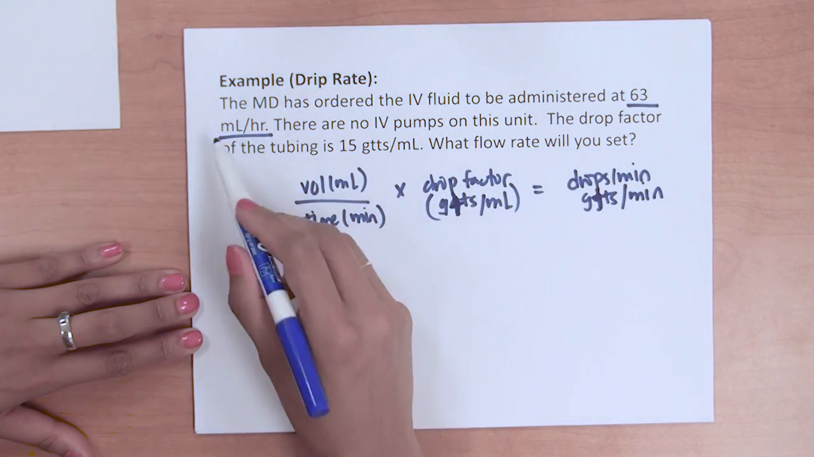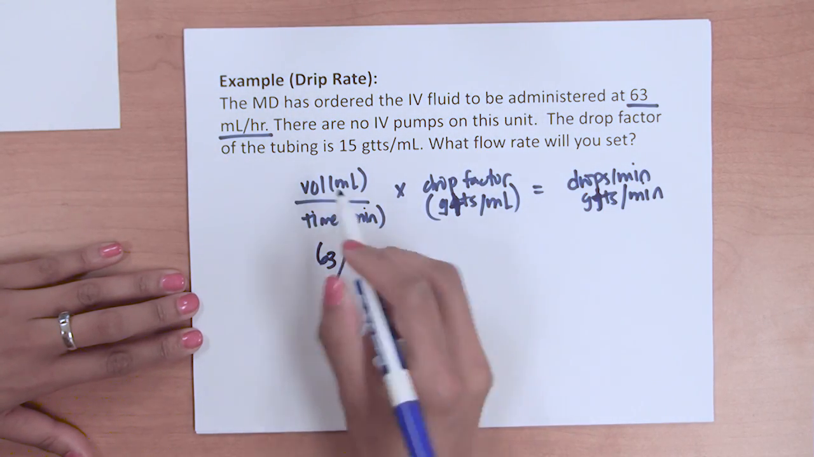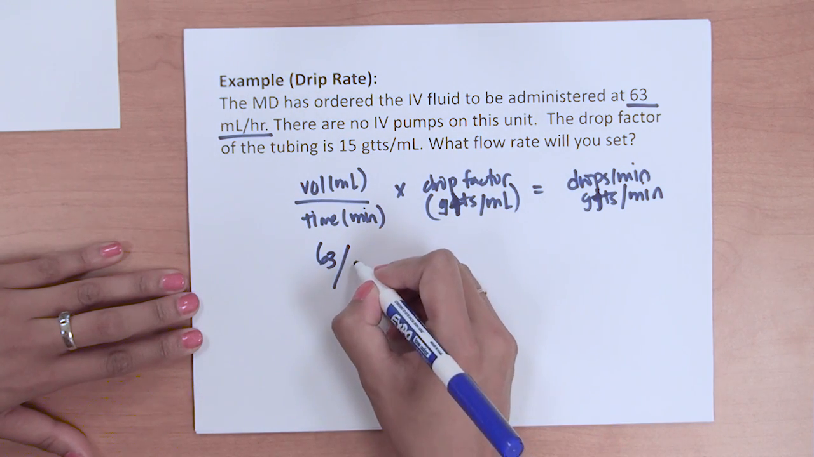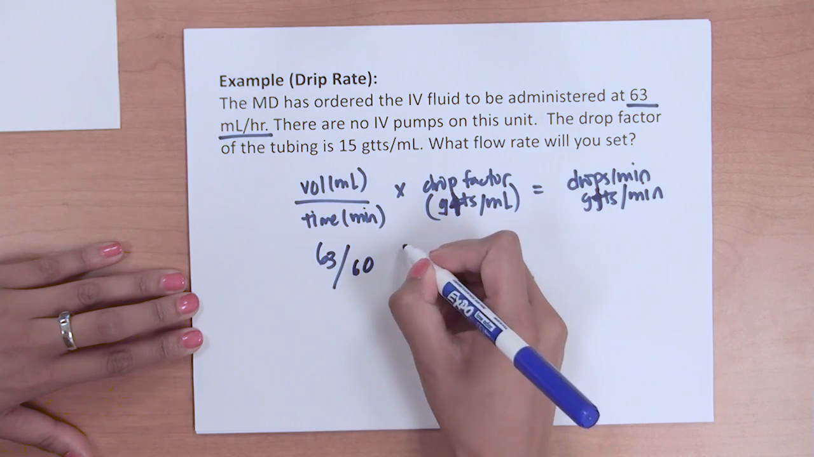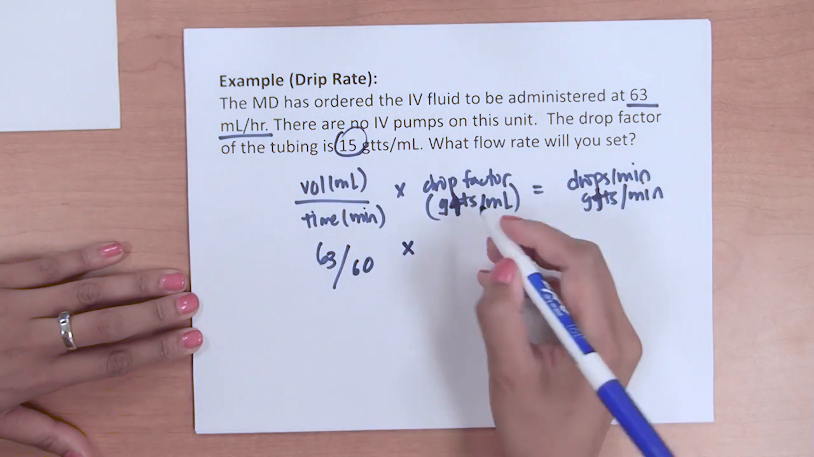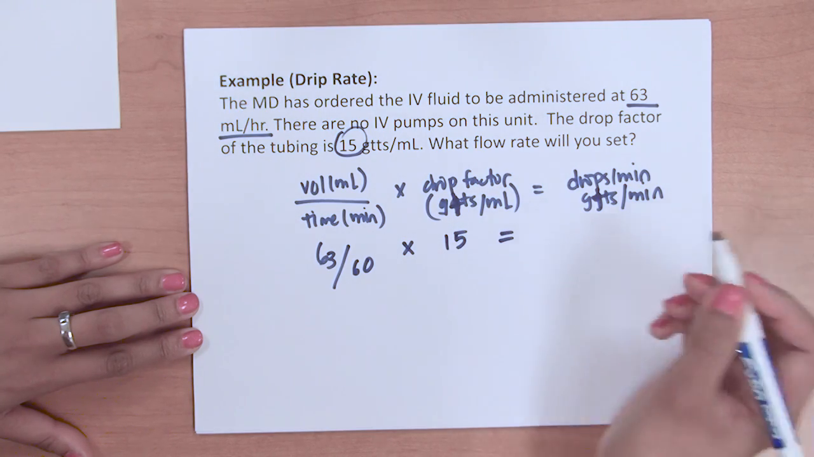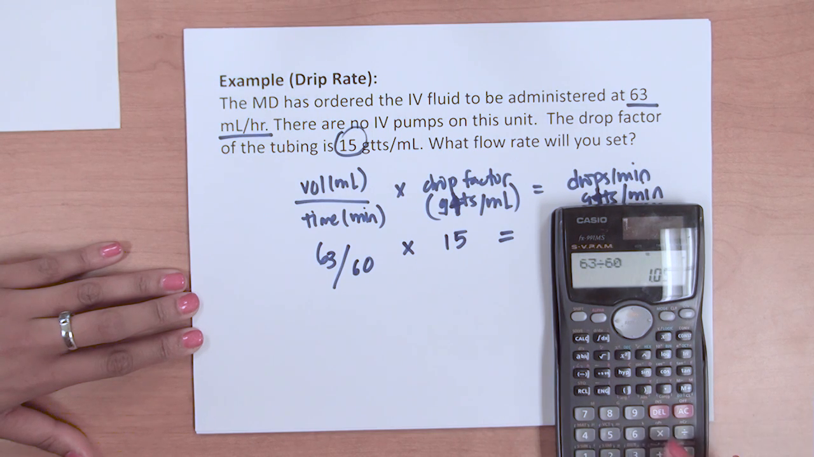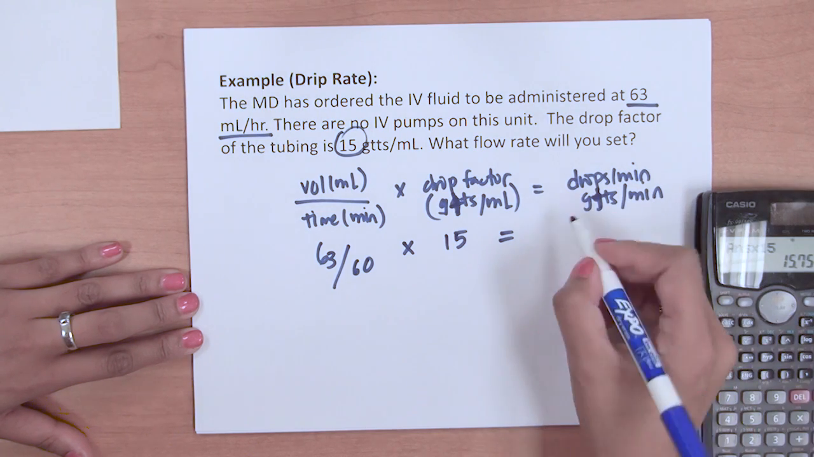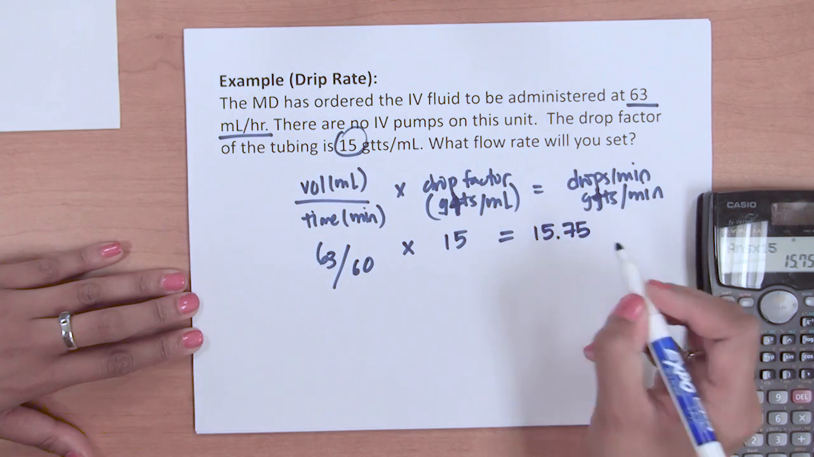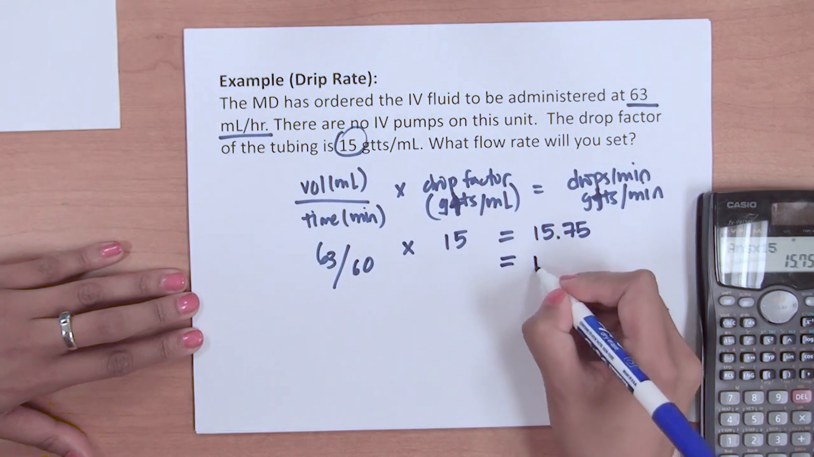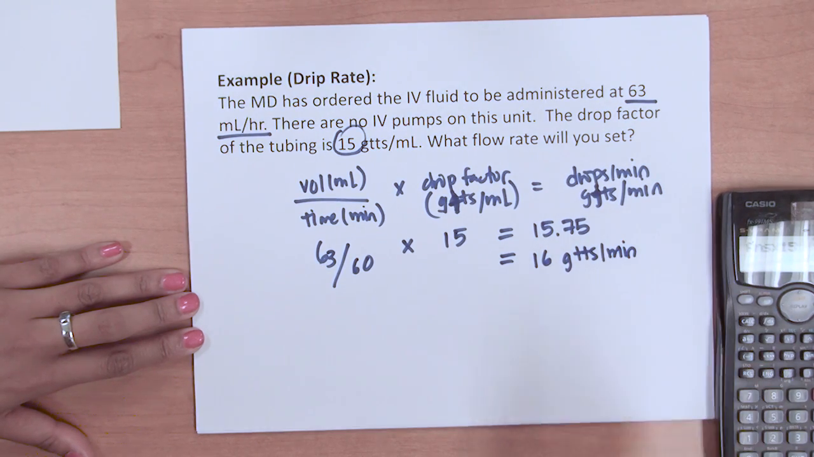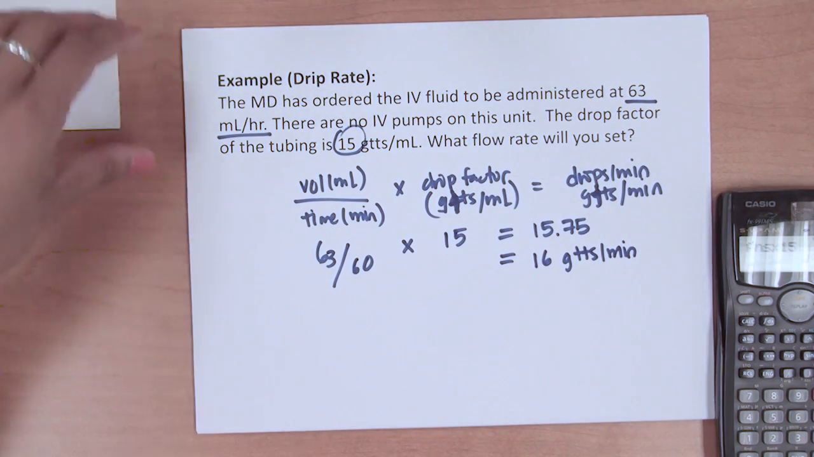So our volume is 63. We're going to change our hour into minutes, so that's 60, times our drop factor, which is 15. And that's going to give us our drops per minute, so we're going to input that into the calculator. 63 divided by 60 times 15. We're getting 15.75. Since we can't count fractions of drops, that's going to be 16 GTTS per minute. 16 drops per minute for that question.